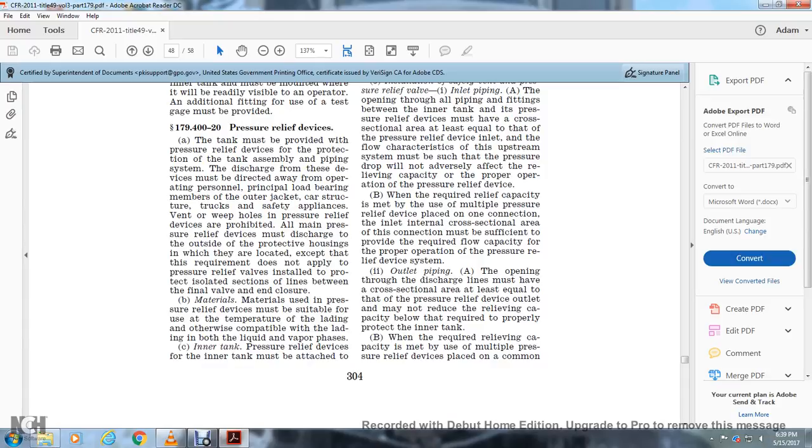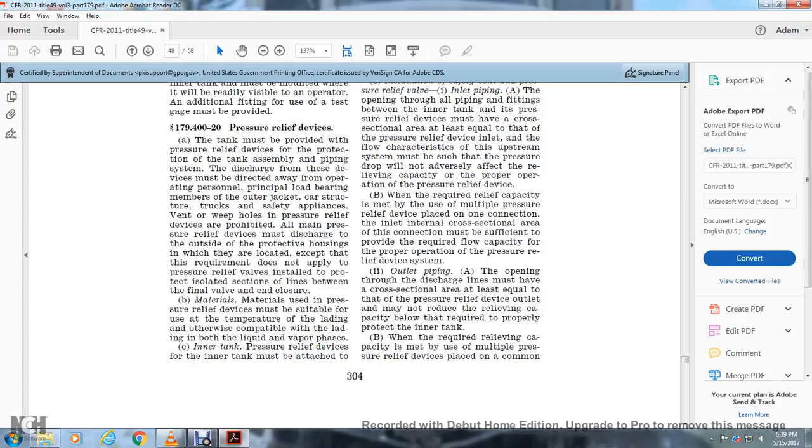179.420, pressure relief device. The tank must be provided with a pressure relief device for the protection of the tank and the assembly piping system. Discharge from the device must be directed away from the operating personnel, principal load-bearing members of the outer jacket, the car structure, truck, and safety appliances. Vent or weep holes in the pressure relief device are prohibited.